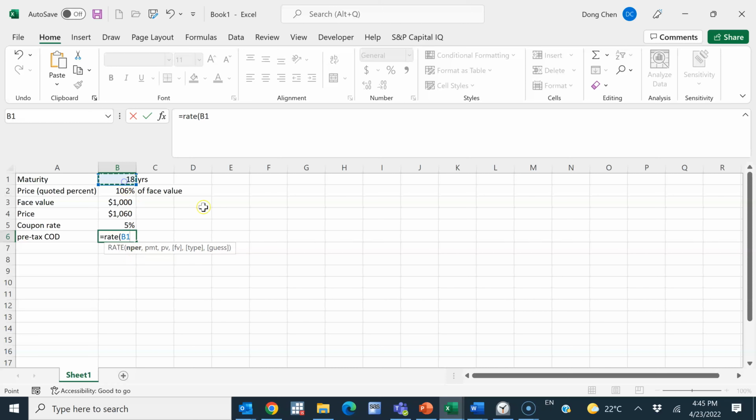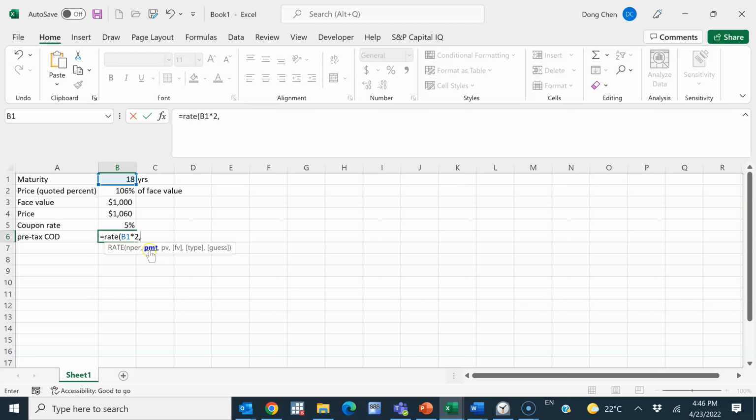And if you open the rate function, the first argument here is the NPER. So this refers to the number of coupon payments. Since we are dealing with a semi-annual coupon, this is going to be the number of years until maturity multiplied by 2. And the payment, this is the coupon payment.